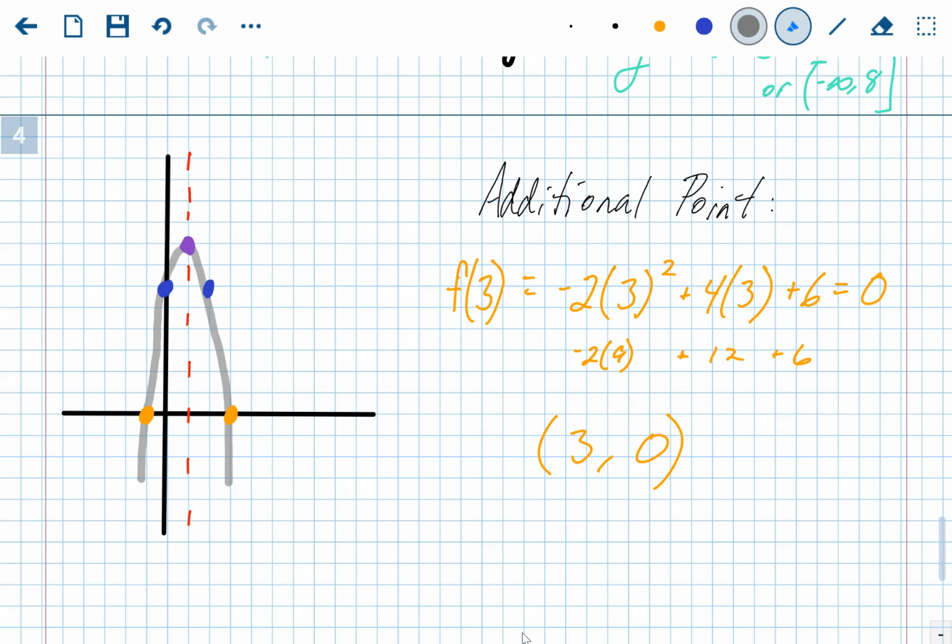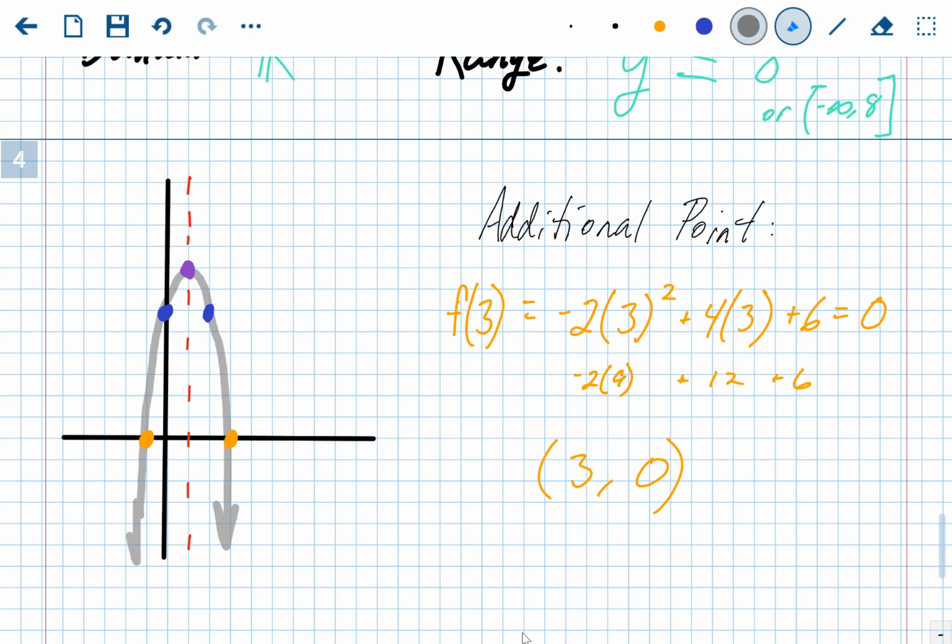Oh, that's terrible. Let's try it again. Alright, it's a little better. Again, do your best. Rough sketch. But you should have 5 points on there. Okay. Alright, so that's graphing.